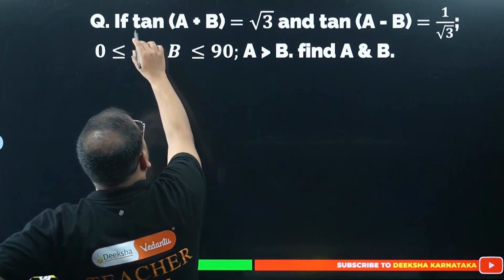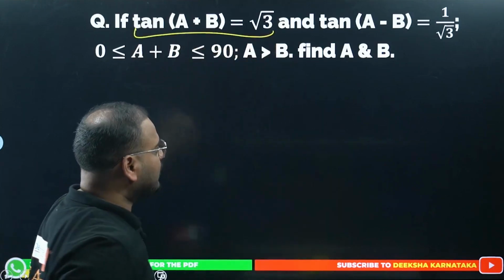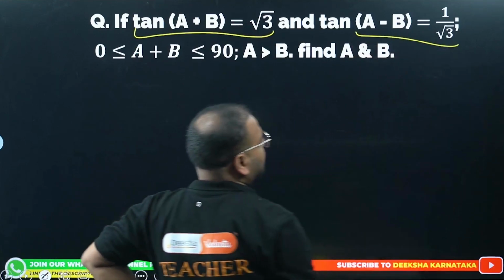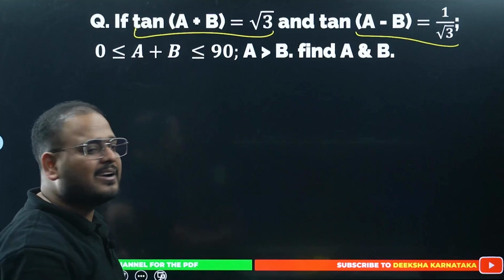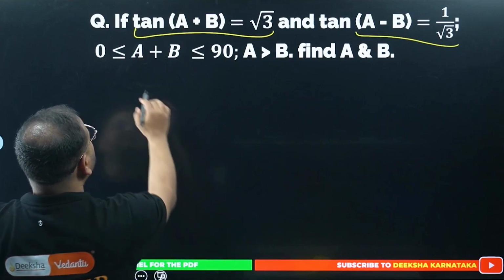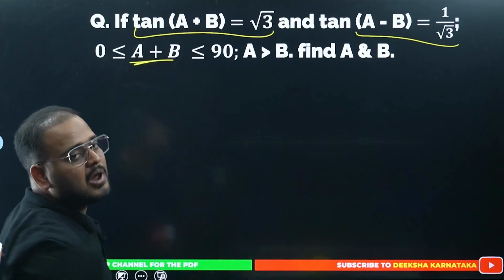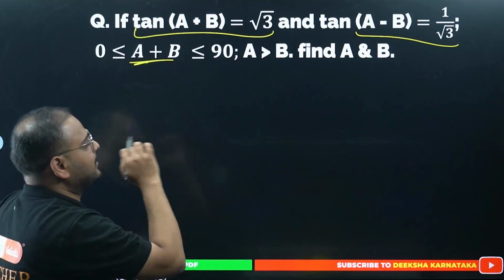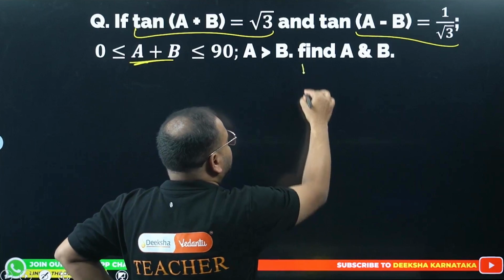They have given here, from NCERT only, tan of a plus b is root 3, and tan of a minus b is 1 by root 3. Now we know the table, so we can find it. They have given that the sum of angles will not be more than 90 degrees or less than 0 degrees. Find the value of a and b. Let's solve this question quickly.